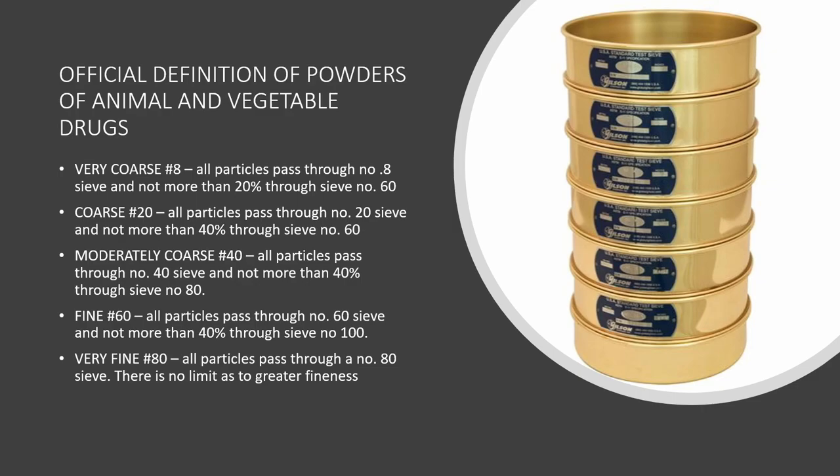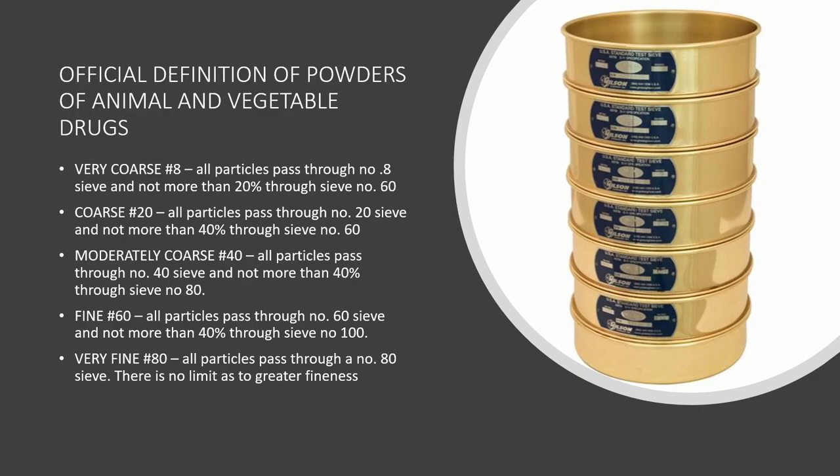So a larger sieve number, example is 80 to 100, these have a finer particle size range, meaning they have tinier pores compared to lower numbered sieves like 8. They have larger pores that could accommodate larger particles. So here on the screen are different definitions of powders of animal and vegetable drugs. When we say animal or vegetable drugs, these are crude drugs. These are not chemical drugs. So these are extractives or natural sources of drugs.